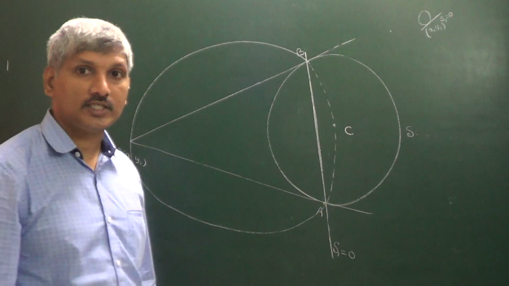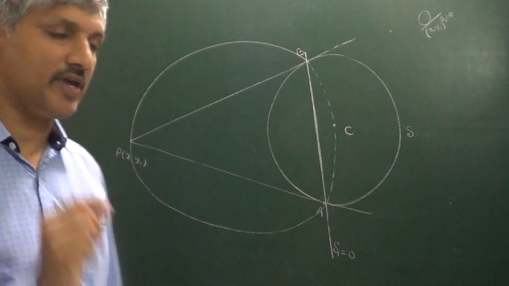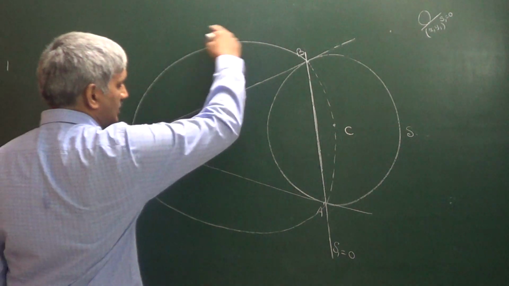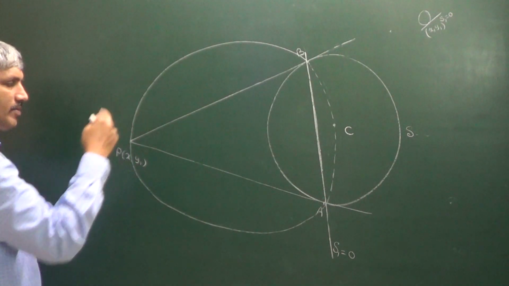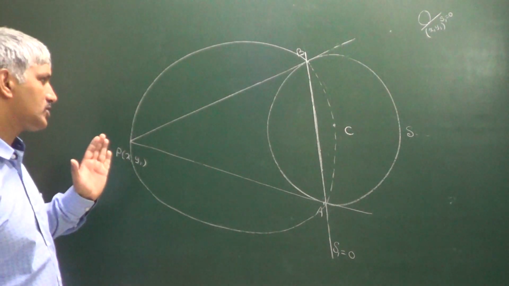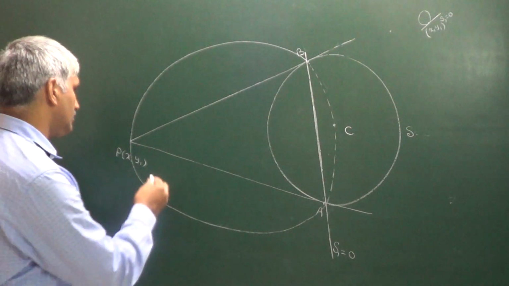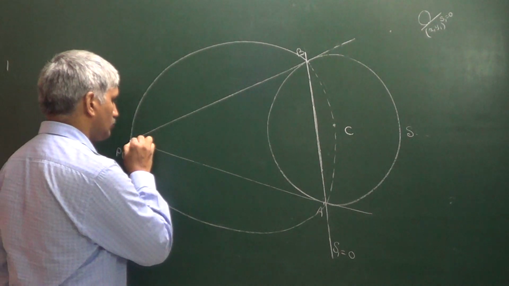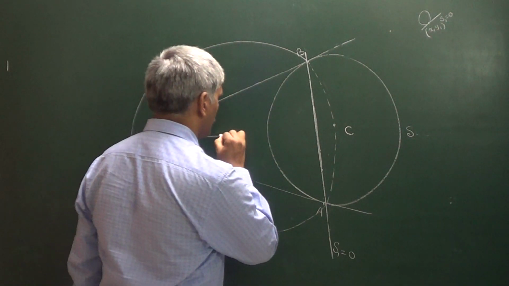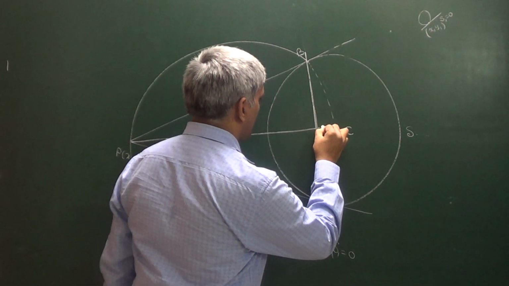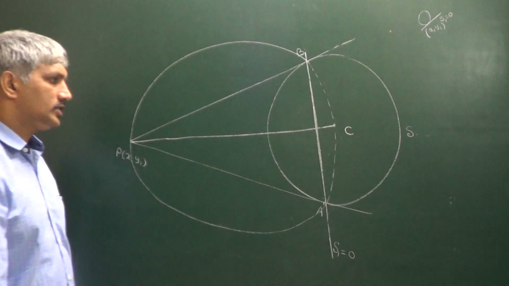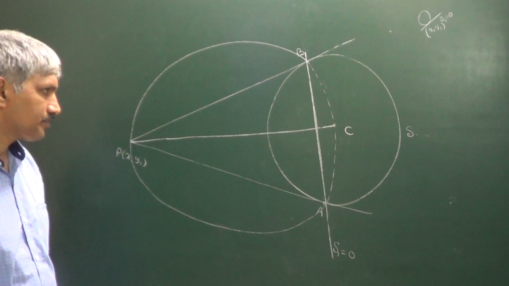A circle circumscribing the triangle PAB. This is the circle circumscribing the triangle PAB. That circle must pass through the center of the circle C. At the same time, observe here, I am joining C and P. CP joined.